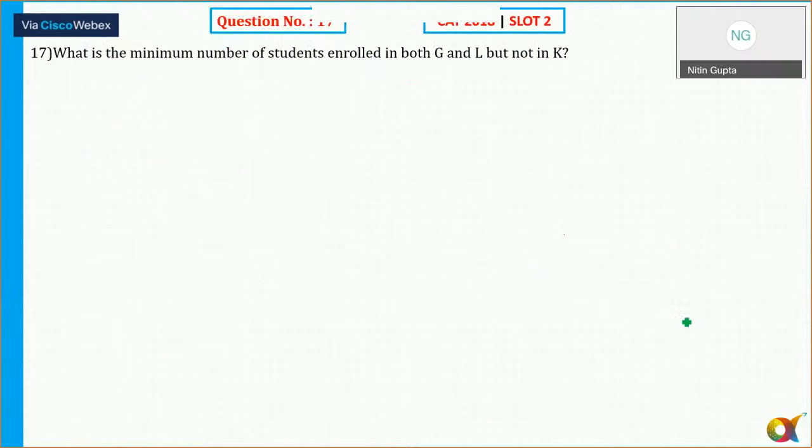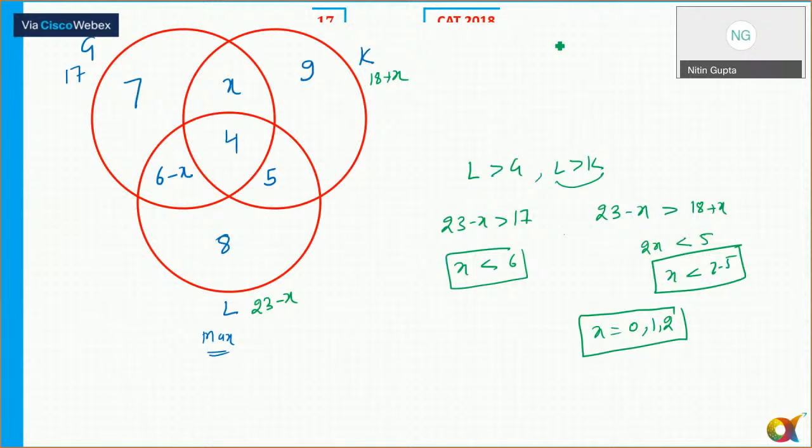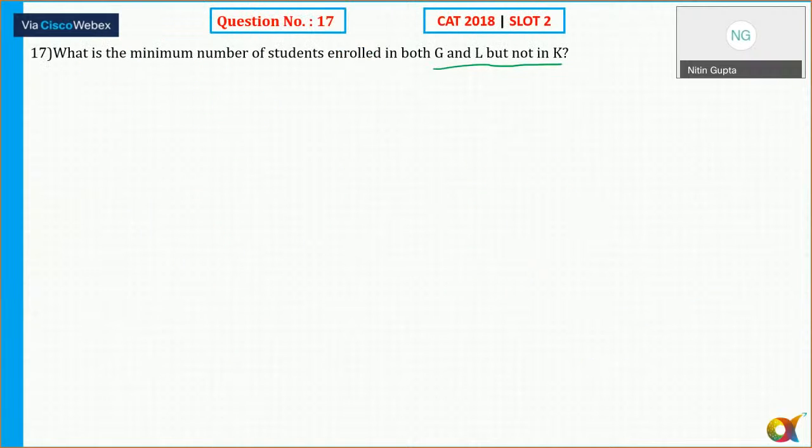So let's move to the first question. What is the minimum number of students enrolled in both G and L but not in K? Let's go. Both G and L but not K. That is 6 minus X. I need to find out the minimum value of 6 minus X, so this has to be minimized.